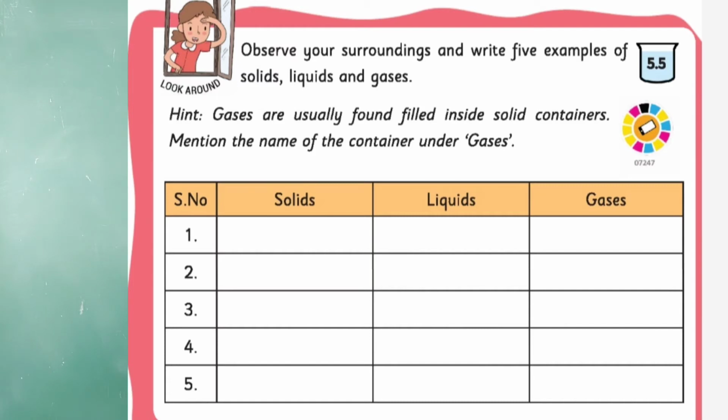So for solid, you can write toy. Next one, pen. Next one, shoe, clothes, furniture. Anything you can write over there. Okay. Next, for liquid, you can write juice, milk, petrol, cooking oil, tea, etc. For gases, write the container which the gas is filled in.